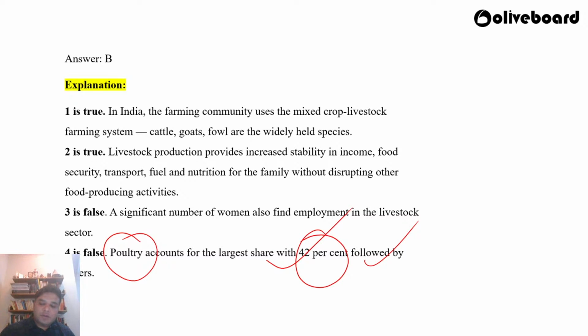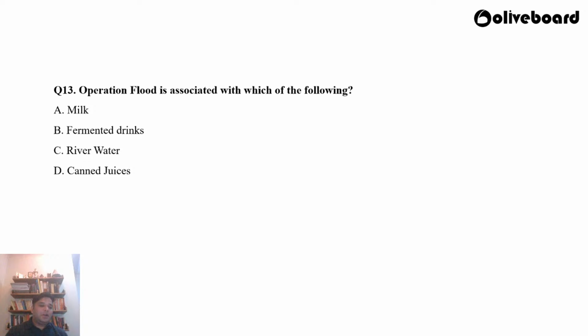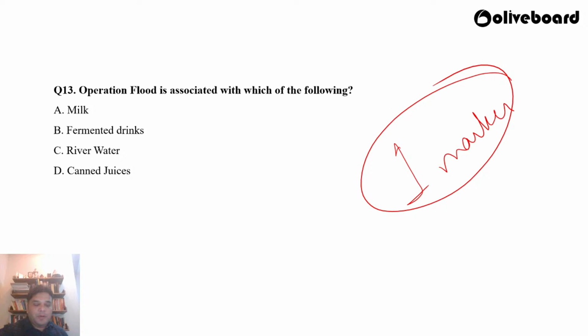Okay, so moving on, question number 13. Operation Flood is associated with which of the following? A, milk, B, fermented drinks, C, river water, and D, canned juice. It's a very easy question. Could be asked as a one marker in phase 1 and phase 2 both.